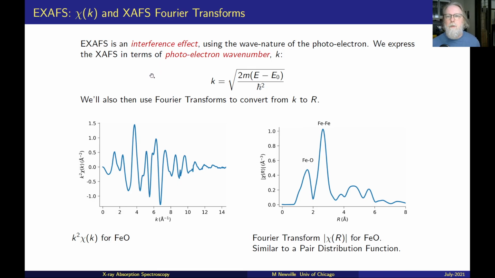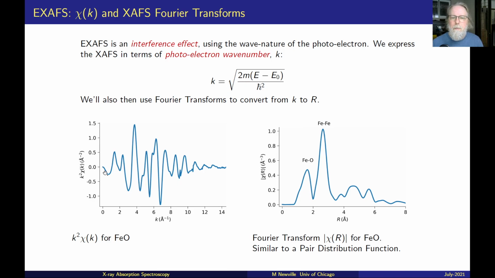So we'll be using the electron scattering after the X-ray has been destroyed. So XAFS, we will see, is an interference effect of the wave nature of that photoelectron. So we'll use the photoelectron wave number, which is the square root of the energy with the mass of an electron and Planck's constant. k is the square root of energy.